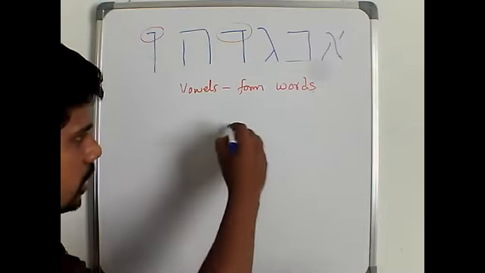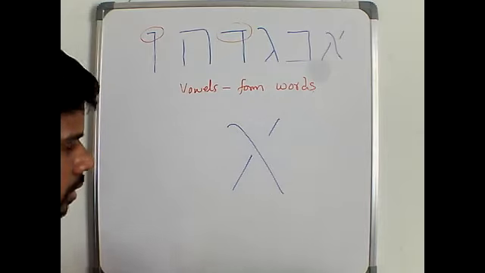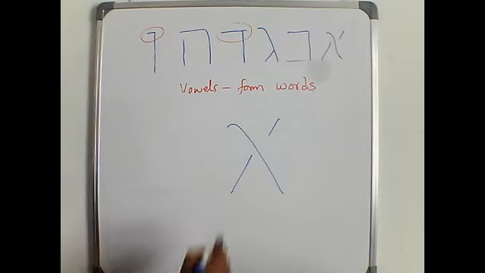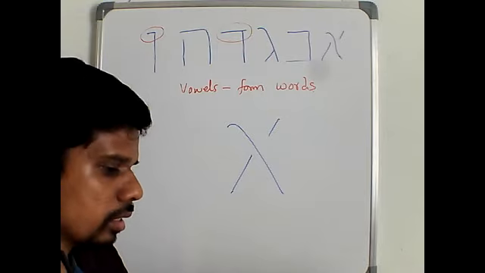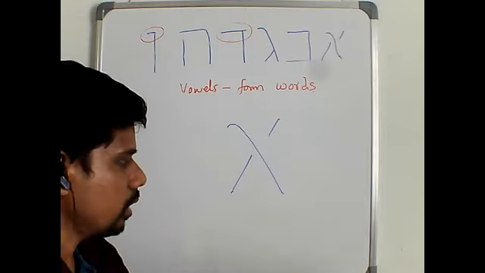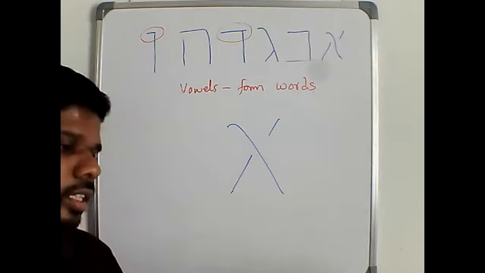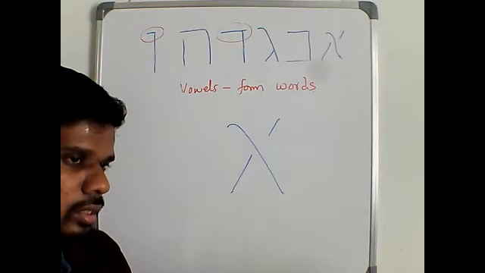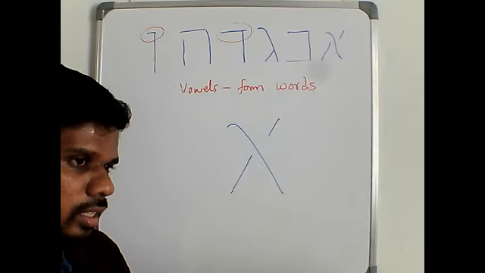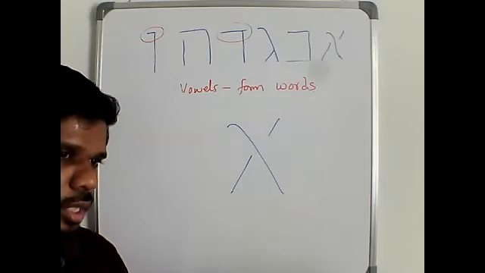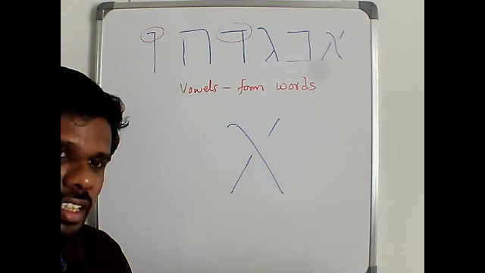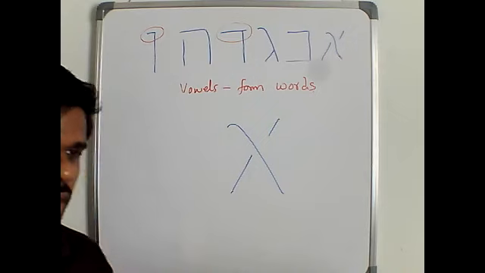Okay, Sandeep, this is aleph, right? Yes, sir. Okay, so aleph doesn't have any sound. Aleph is silent. So if there is only aleph, there is no sound. You cannot speak aleph. Are you understanding? Yes, sir. Okay, that is the meaning.